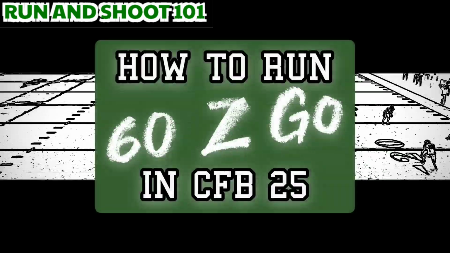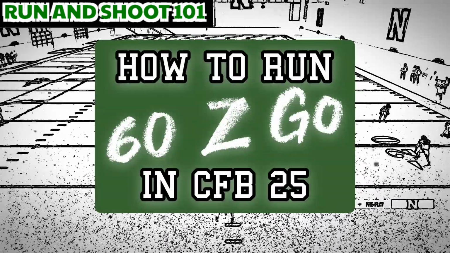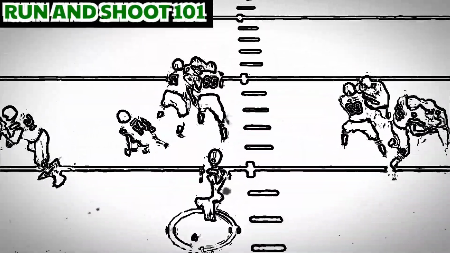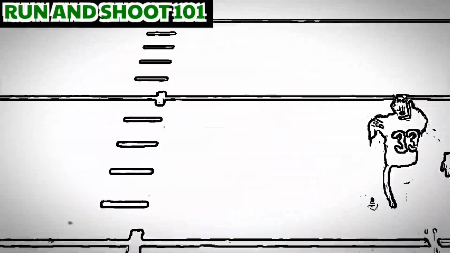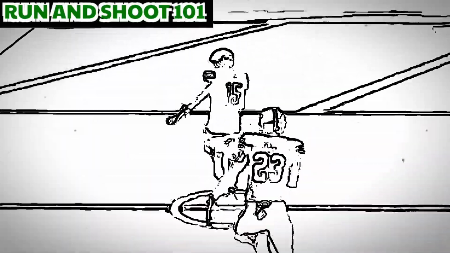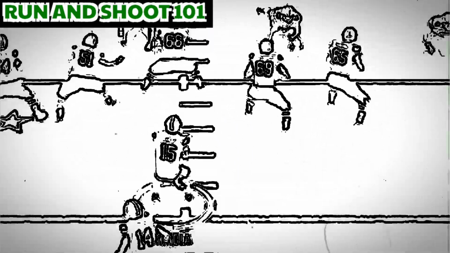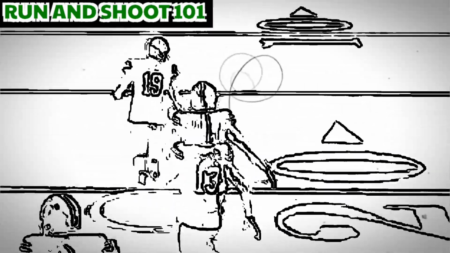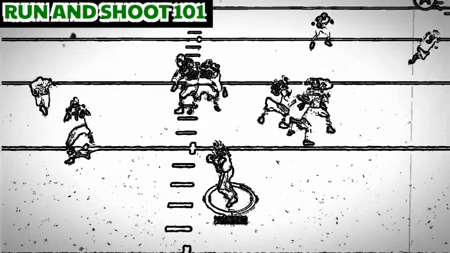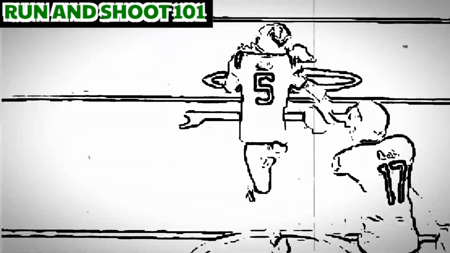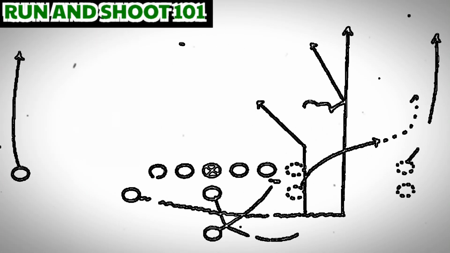Run and Shoot 101 continues with how to run 60Z Go in College Football 25. 60 Go is probably the most famous run and shoot play. It's one of the plays that Mouse Davis began running at Portland State and then continued to develop and make a core part of what he did throughout the 80s. So for that 80s style run and shoot, this is a must.